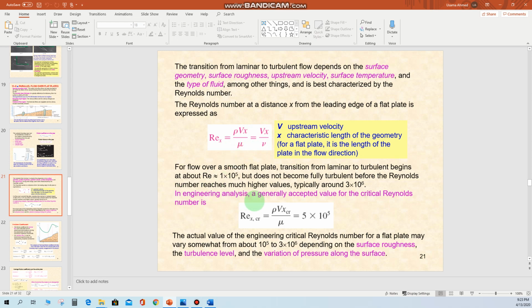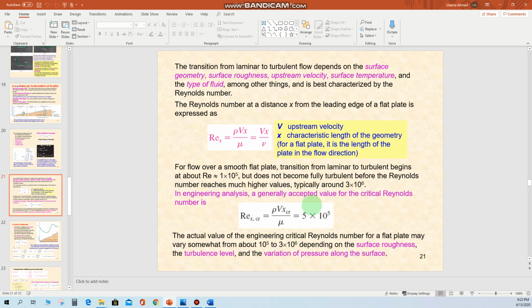So in engineering analysis, a generally accepted value for the critical Reynolds number is, we can have this equation Re_x,cr, that represents the critical Reynolds number. The equation is the same as we see here, rho u x_cr divided by mu, that is equal to 5 multiplied by 10 raised to power 5. Okay, now this value for the critical Reynolds number lies between the range that we see here. Okay, so the earlier range was 10 raised to power 5 to 3 multiplied by 10 raised to power 6, that represents the transitional flow region. Okay, now for the engineering analysis, the value for the critical Reynolds number is fixed, that is 5 multiplied by 10 raised to power 5.